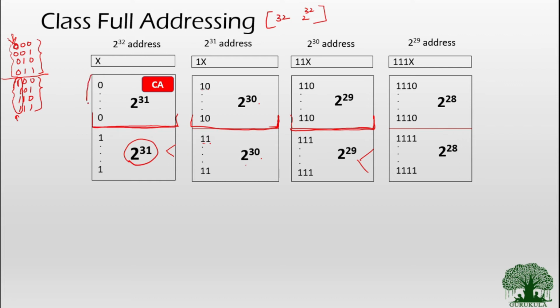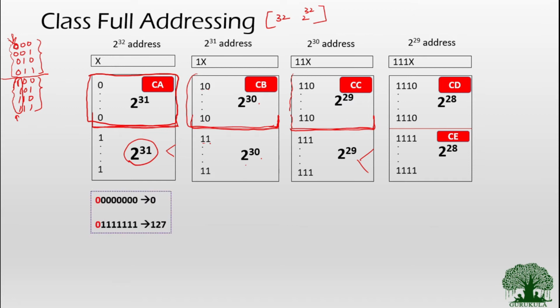So this particular 2 to the power 31 addresses is what we call class A address. And this upper part is what we call class B address, this upper part is class C, this block is class D, and the bottom part is class E. So the total IP addresses is divided into 5 classes of address: class A, class B, class C, class D, and class E.